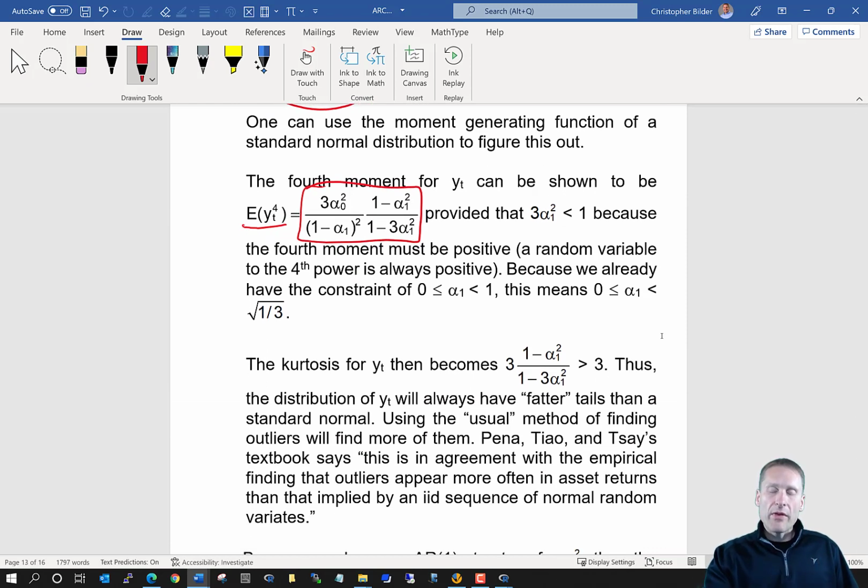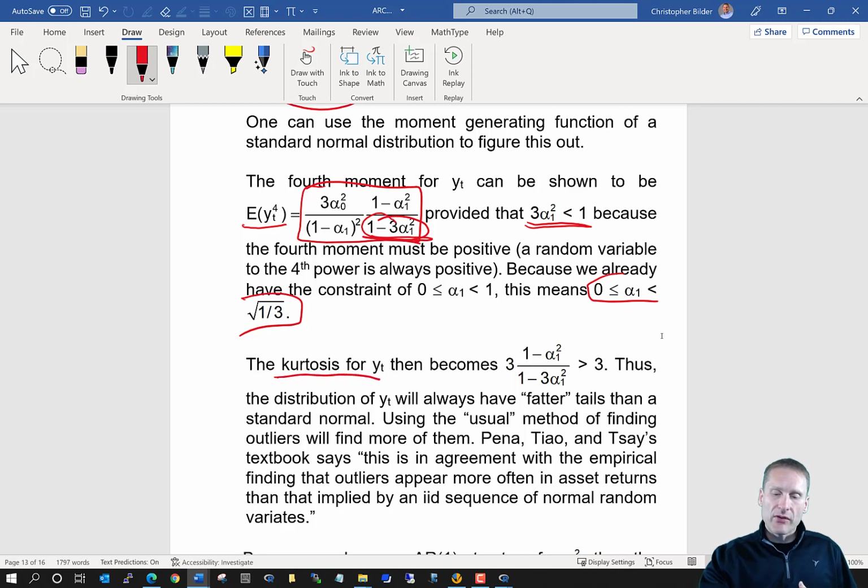Now, with this fourth, often people will say a raw moment, we can see that we have an issue here in the denominator, and so that means for us this alpha 1 has a particular constraint to it, because whenever I raise something to the fourth power, of course I need to have a positive value, so this expected value has to be positive, so we need this bottom here to be positive. In other words, we need 3 times alpha 1 squared less than 1. What this means is that now we have more information about these constraints on alpha 1. Alpha 1 can be between 0 and the square root of 1 over 3.